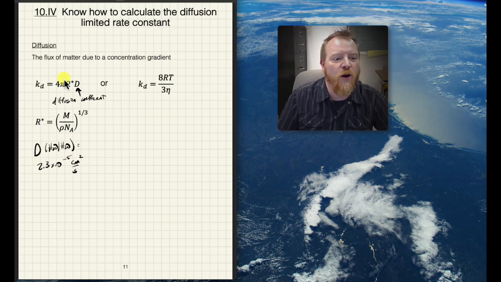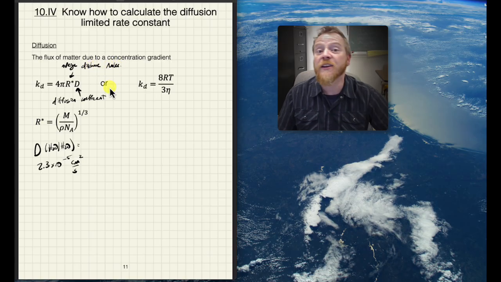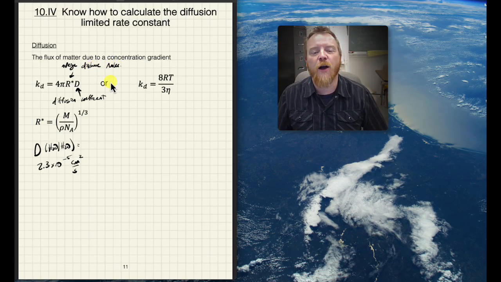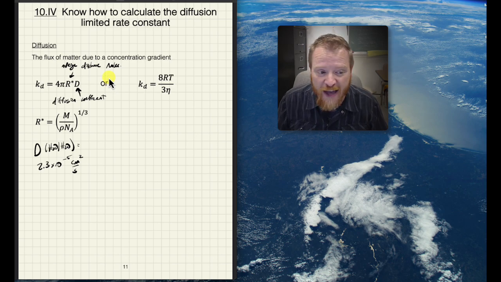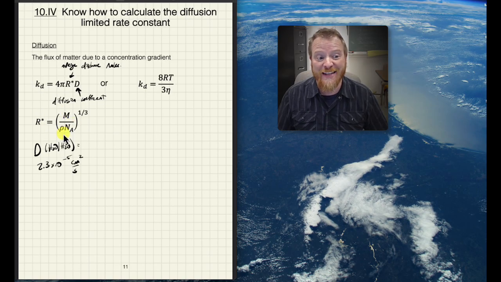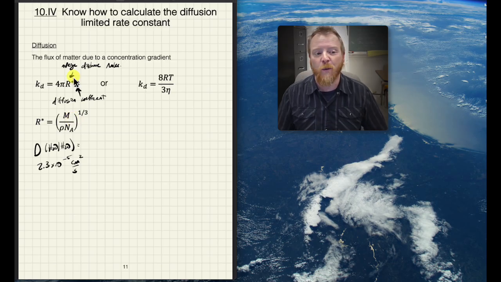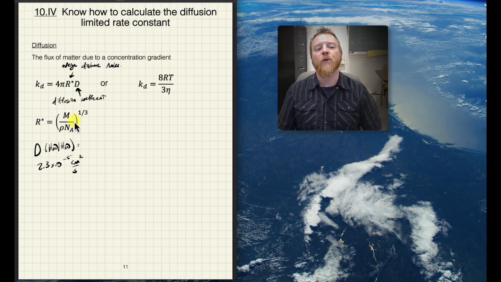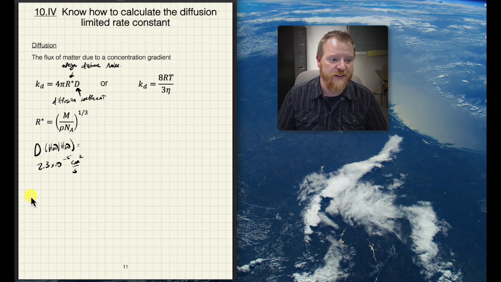So now what is this R star thing? Well, this ends up being the average distance between molecules in a liquid, right? We just calculated the mean free path for gases. It's much, much different for liquids. And we can basically use the molar mass and density of a liquid, right? This calculates the volume of the liquid and takes the 1/3 power of that to turn it into a distance.